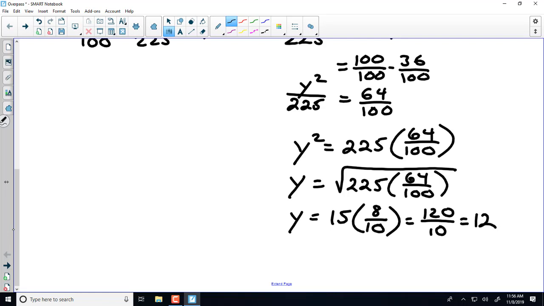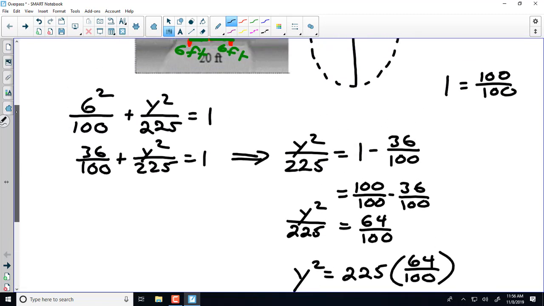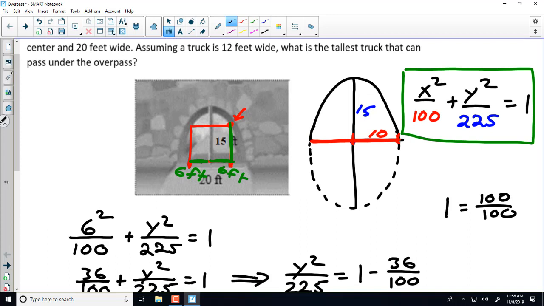What does that 12 mean? That 12, everyone, is the height of the tunnel 6 feet off center. It actually also corresponds directly to the ordered pair 6, 12. So when someone asks me how tall can this truck be and still make it through, I would say, well, the tunnel is 12 feet tall, 6 feet from center. So therefore, the truck can be just barely 12 feet tall and just kind of squeak on through.